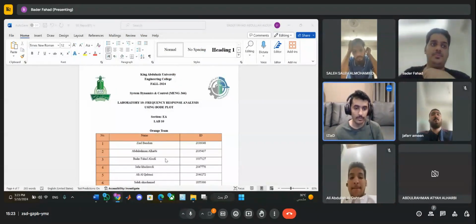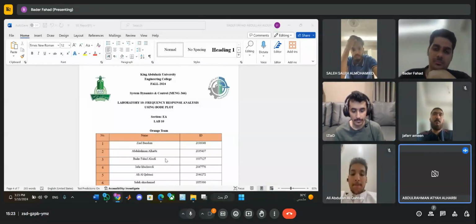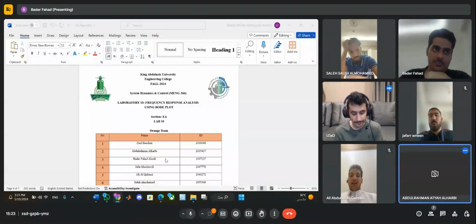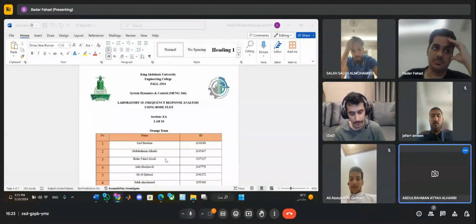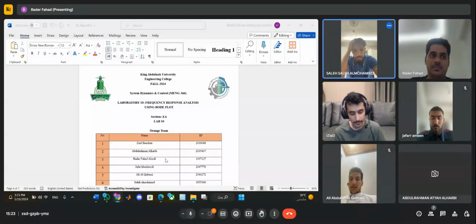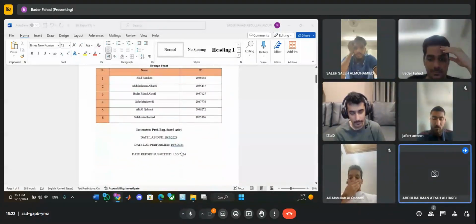Today we will present Lab 10, which talks about frequency response analysis using Bode plot. These are the team members. Now let's move to the introduction.